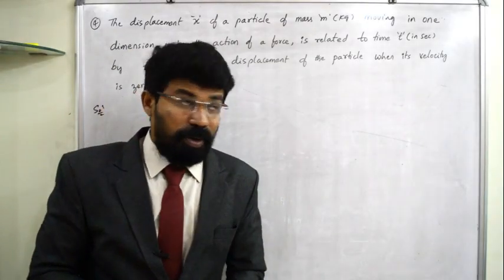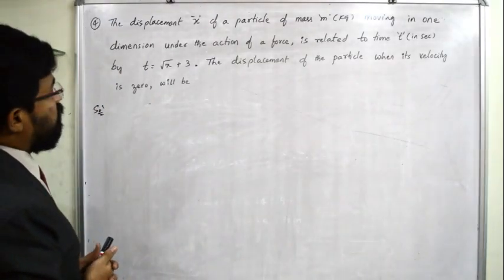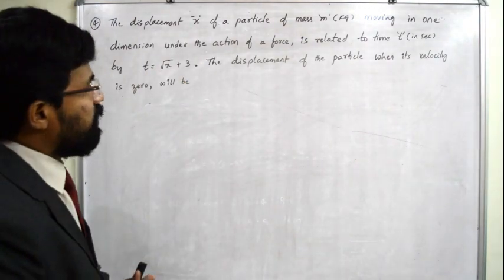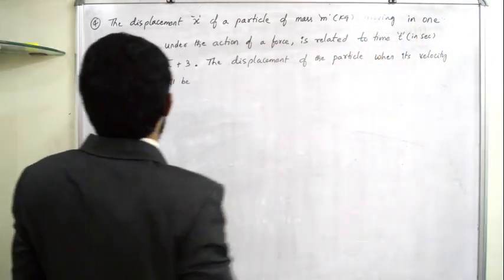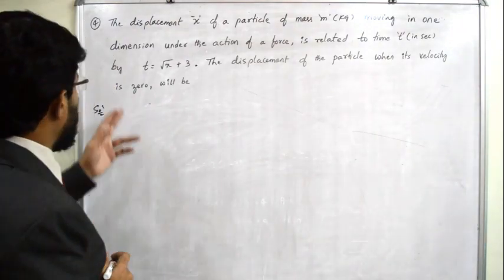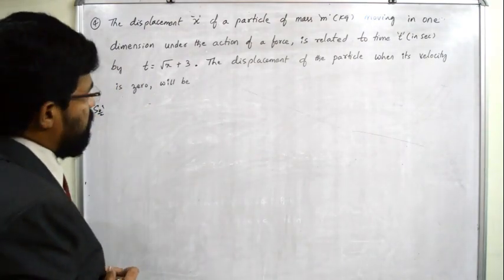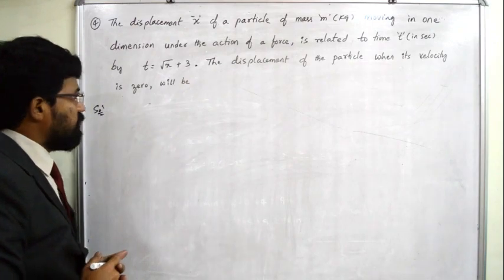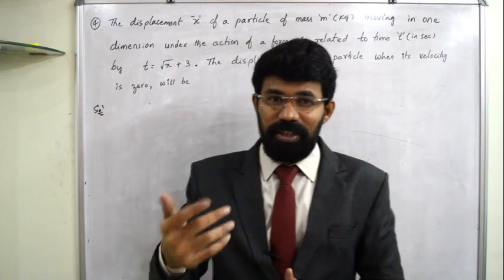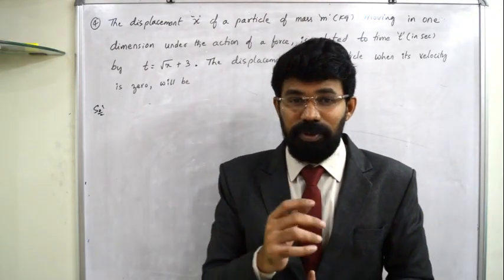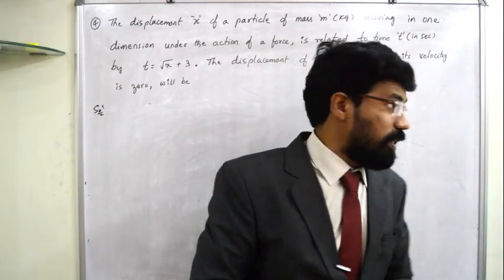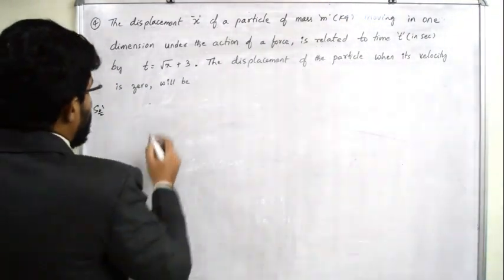Now let us discuss this problem. What is this? The displacement x of a particle of mass m, which is given in kgs, here displacement is in meters, moving in one dimension under the action of a force, is related to time t by t equal to under root x plus 3. The displacement of the particle when its velocity is 0 will be. So we have to find out the displacement of the particle when finally velocity becomes 0. But the question is, we don't know when velocity is going to become 0. At what time velocity is going to become 0, we don't know that.